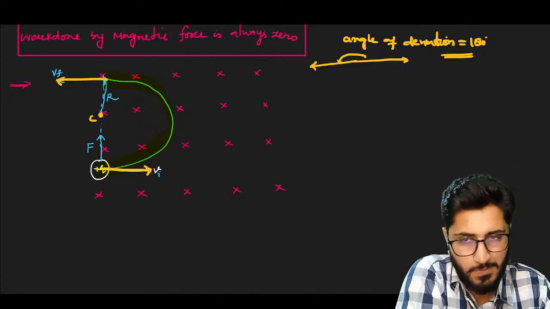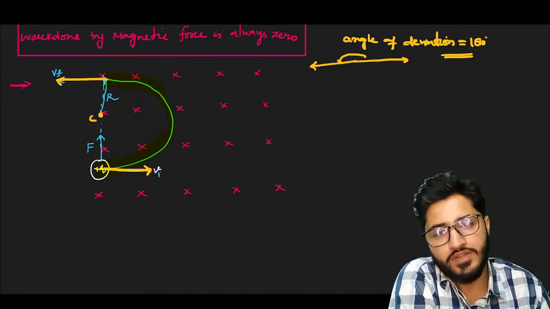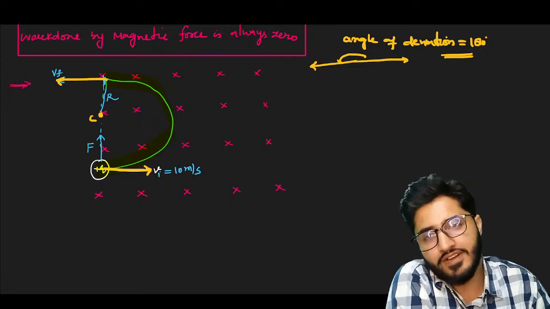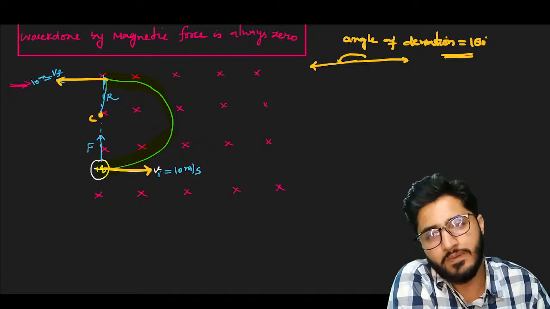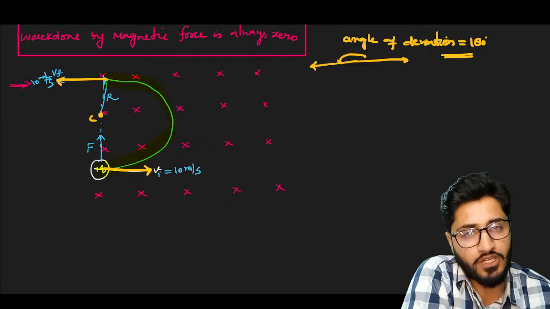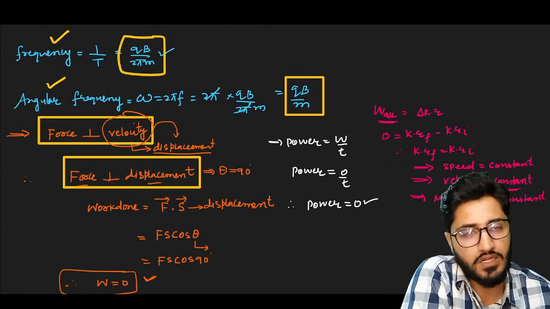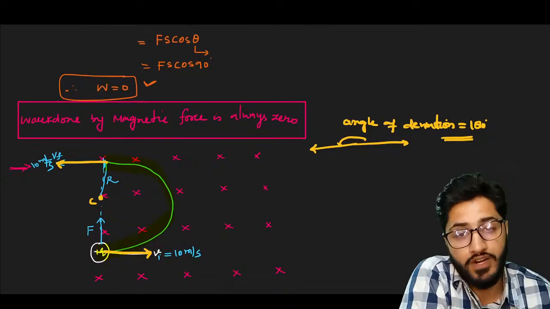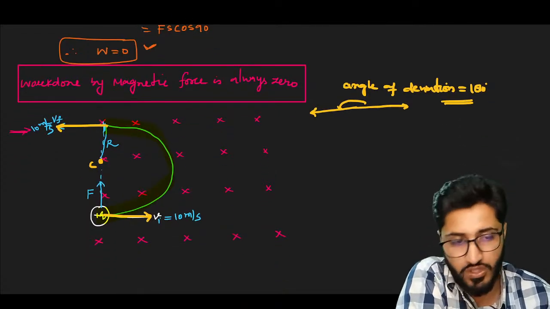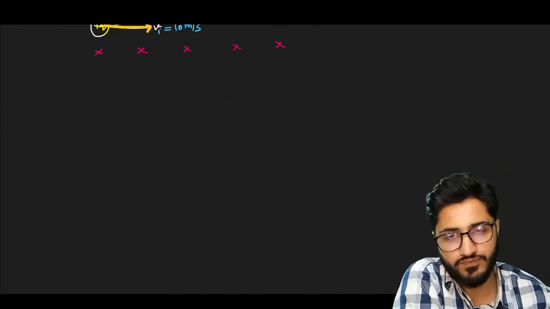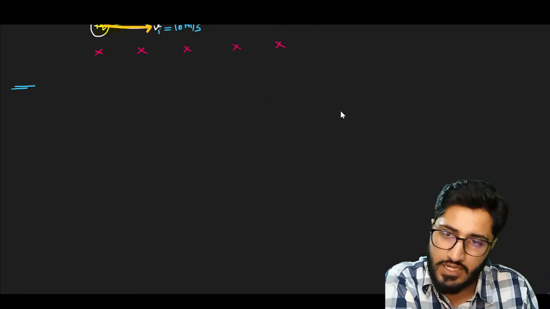Then also here, if you can just do one thing now. Look now, if velocity initial is 10 meters per second, it will come out from the magnetic field with the same velocity. Why? Because we concluded that the speed is constant, because the magnetic force work done in this process is zero.